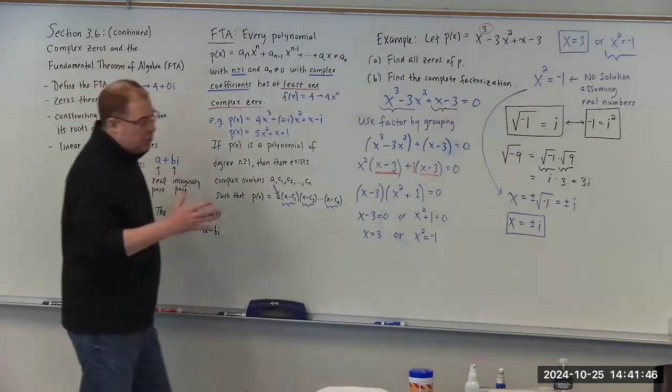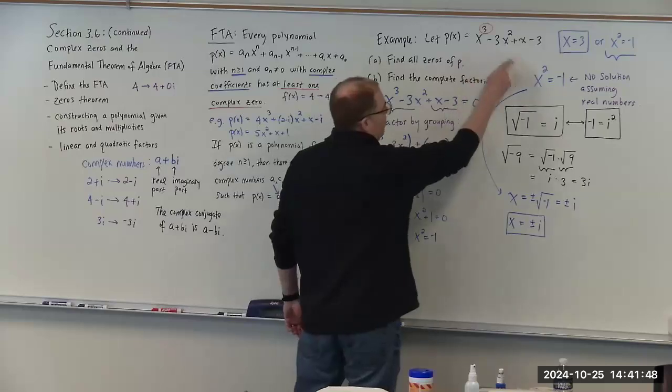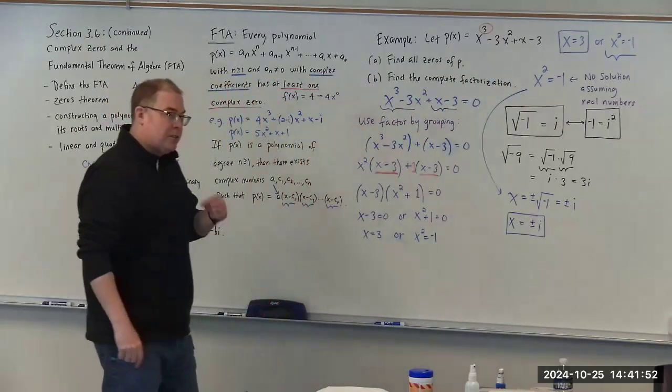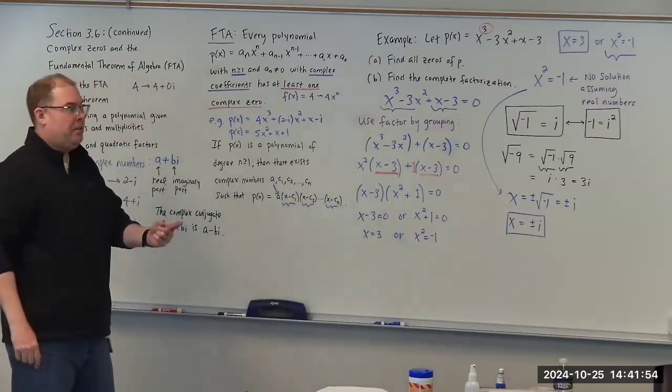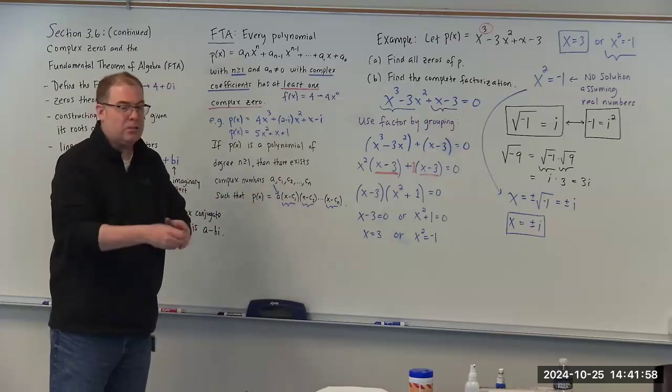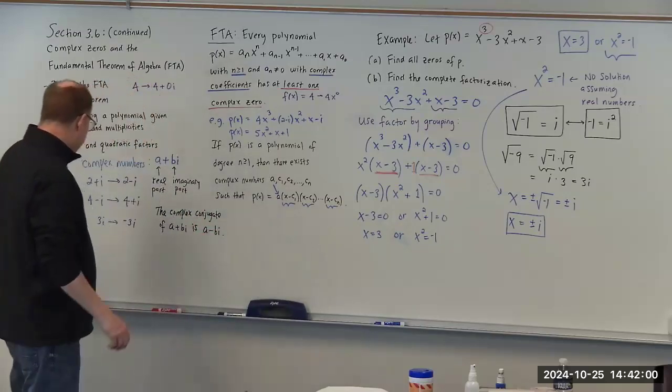So that is true for any polynomial with real value coefficients, like the one you see here: if there's a complex zero, that means that the complex conjugate also has to be there.